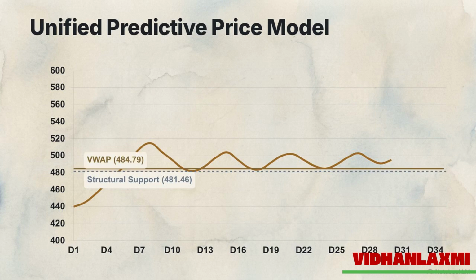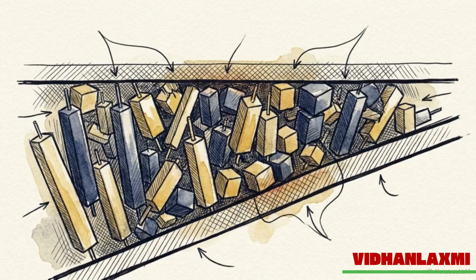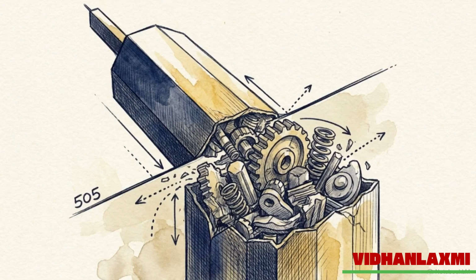This master chart maps the structural support at 481, the VWAP line at 485, and the upper Bollinger Band at 505. The immediate reality is clear. Aadhar housing is locked in a high-tension digestion phase. Buying blindly on momentum near that 505 upper band without volume confirmation carries a high risk of rejection.